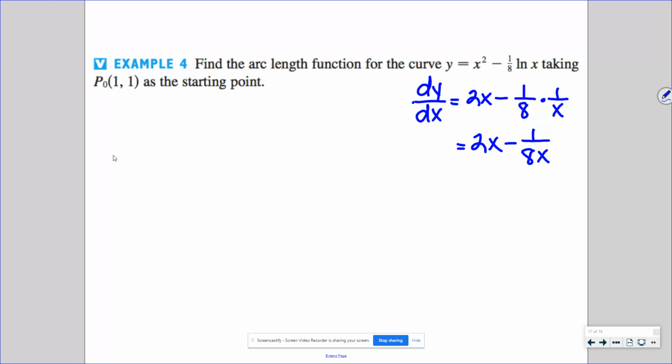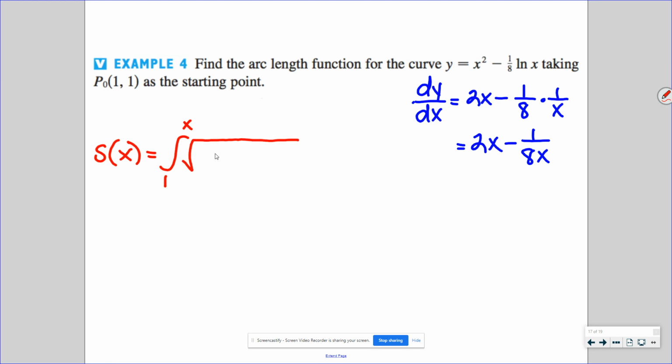Okay, so we're going to set this up. In the previous slide, it did say that the arc length formula or equation is usually called S of x. And when you do your integral, it's going to have your starting point down here, and then up here will just be the variable x.